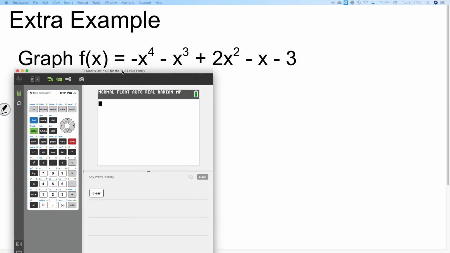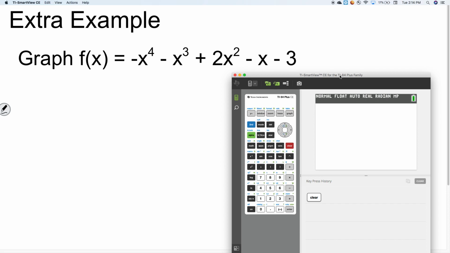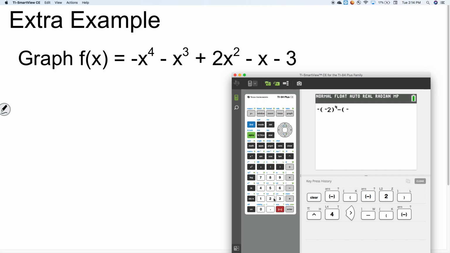I'm going to pull my calculator right over here. It doesn't matter if you have a graphing or scientific. And I'm going to do my 5 points. So I'm going to do negative, then I got to do a parenthesis, and I'm going to put in -2 first. And then I'm going to raise it to the 4th. And then I'm going to do minus, and then I need another parenthesis, -2. Close my parenthesis. I'm going to raise it to the 3rd.